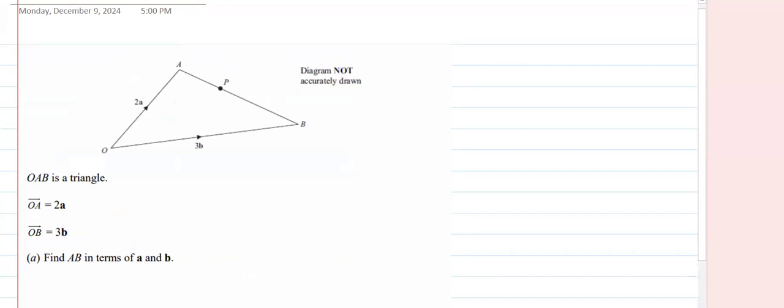If you look here, it is given to us, there is a vector and there is a closed diagram. OAB is a triangle where OA is given as 2A, and OB is 3B. Find AB in terms of A and B. So what you have to find is AB. Now to find AB, what do you need?